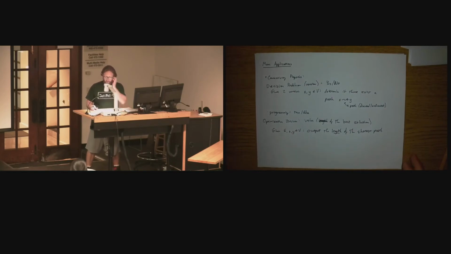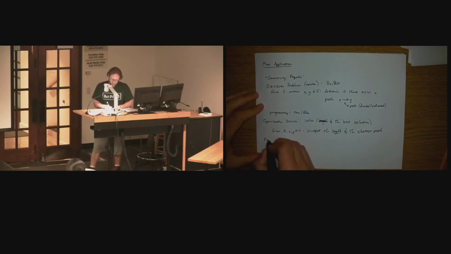Well, maybe that's not all the information that I want. I want even more information. You told me, yes, there exists a path. Great. What's the length of the best one? 5. Does that help me get from A to B to C to D to E? Does that help me get from my X to Y? If I knew that the best way to get from X to Y is going to cost me $5, does that tell me how to do it? No. So we also have a functional version.